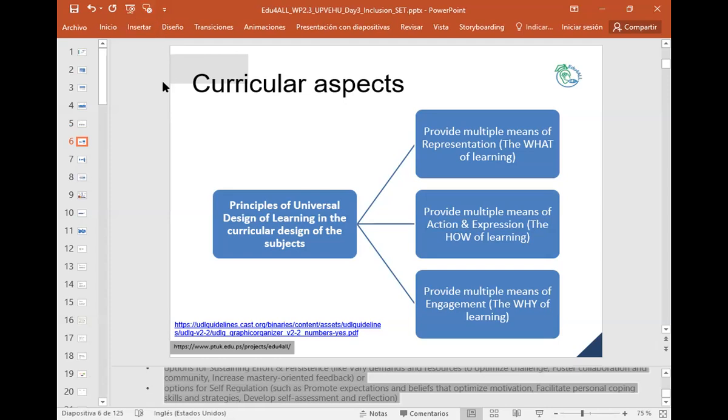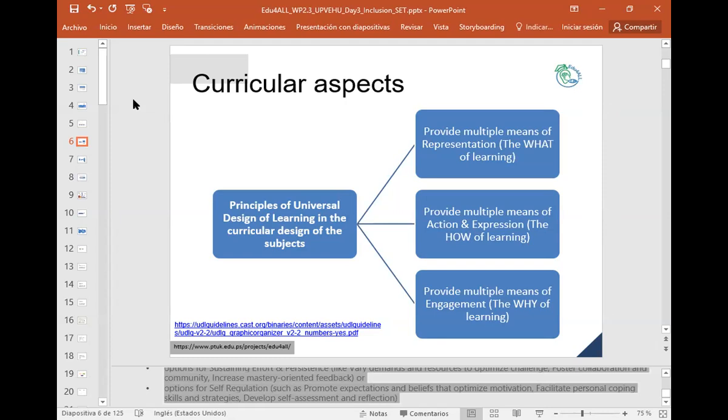An important curricular aspect is the application of the principles of universal design of learning in the curricular design of the subjects, which ask to provide multiple means of representation, the what of learning, including options for perception, for example, offer ways of customizing the display of information, alternatives for auditory and visual information, options for language and symbols, such as clarify vocabulary and symbols, syntax, and structure, support decoding of text, mathematical notation, and symbols, illustrate through multiple media, etc., or options for comprehension, like activate or supply background knowledge, highlight patterns, critical features, big ideas, and relationships, guide information processing and visualization, maximize transfer and generalization.